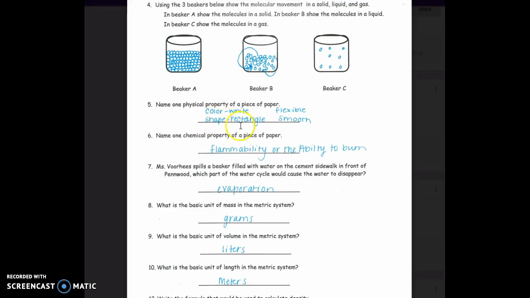So it's white, it's rectangular, it's flexible, it's smooth. Now it says name a chemical property. So it is flammable, or it has the ability to be burned. So that means it can go from paper to ash. So that's the chemical property.